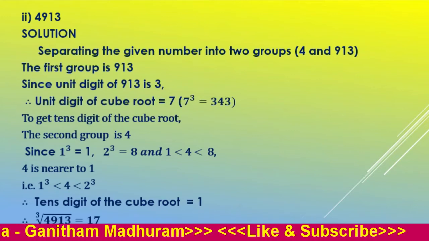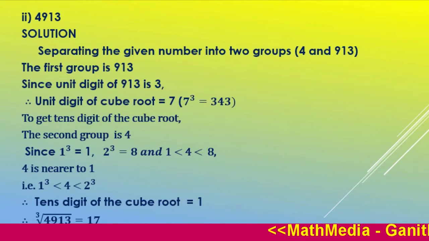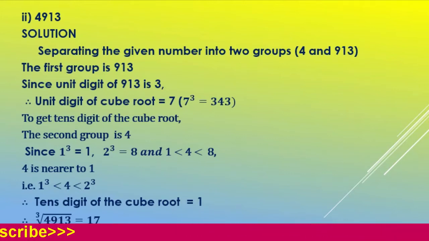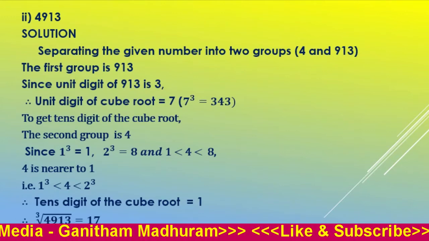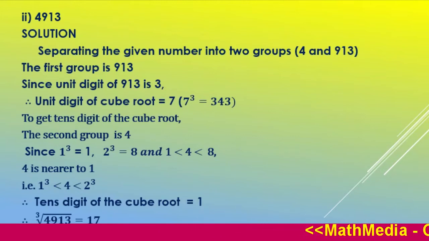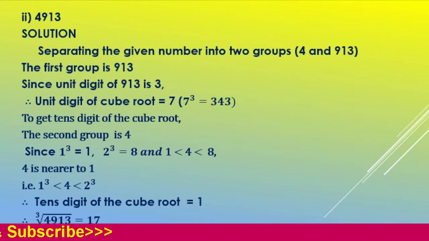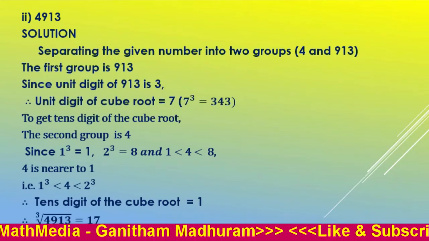Then calculate which perfect cube is nearer to the given group. In this case, 4 is nearer to 1. So we can take the cube root of 1, that is 1 itself. That is the tens digit of the required cube root. Therefore, the cube root of 4913 is 17.